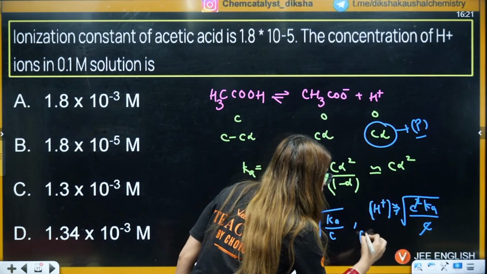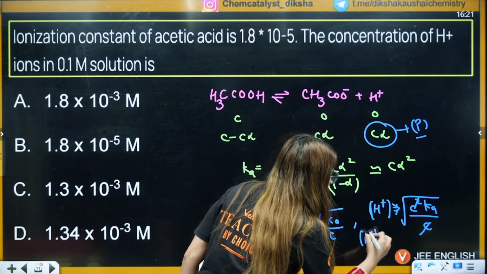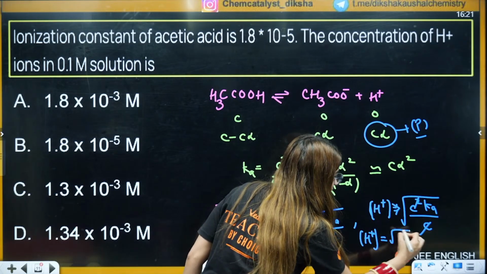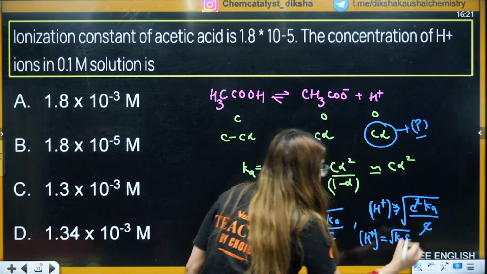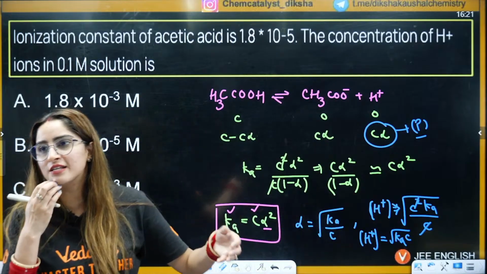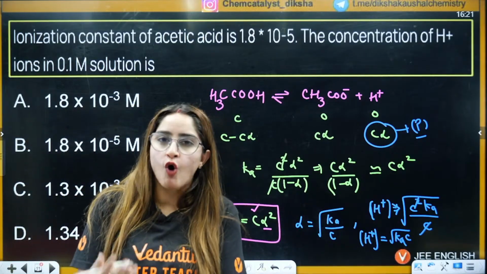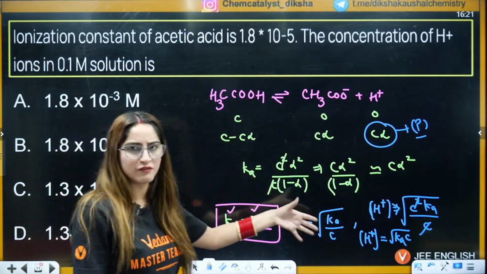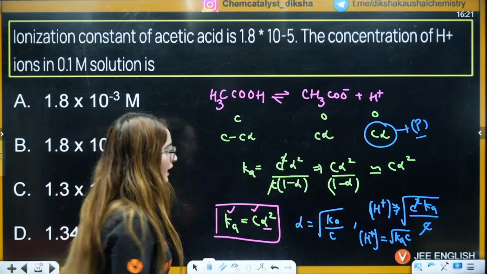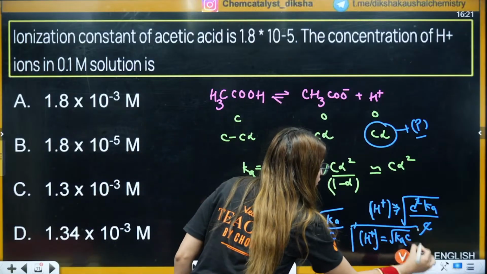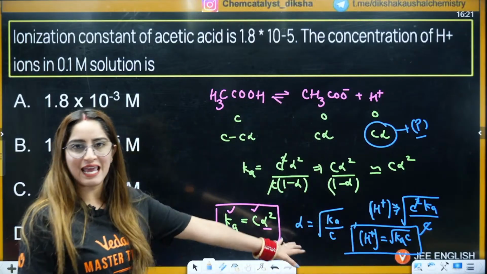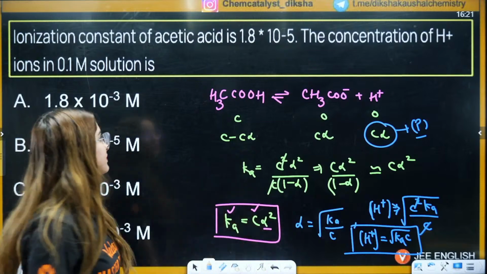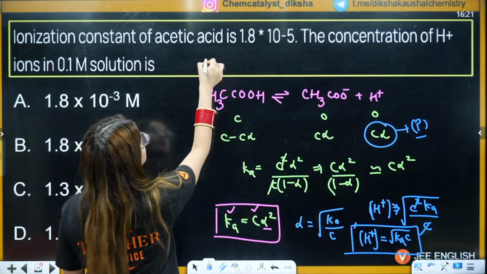That means H positive is under root of Ka into C. I don't prefer that you should learn these kinds of formulas, otherwise you might learn it wrong, or you might get confused in the exam. So you can also derive this. It's not a very big deal. So H positive is equals to under root of Ka multiplied by C. Ka is given to you, so you can just directly write.